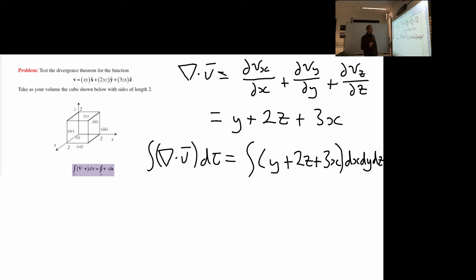Okay, so we've got a triple integral here, and for each variable we're going to integrate between 0 and 2. If we first look at our integral with respect to x, with y and z going from 0 to 2, we will get 2y plus 4z plus 3x squared over 2, and this will result in 6.